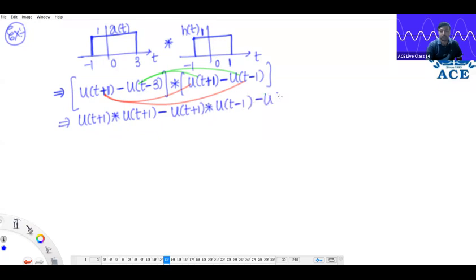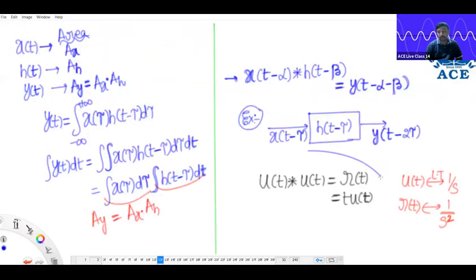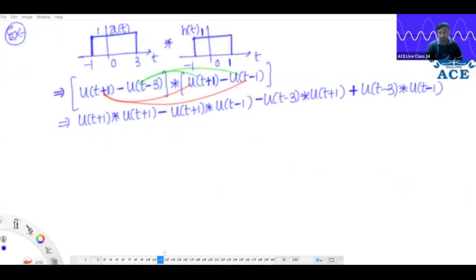Next combination: u(t-3) convolved with u(t+1). Last one, minus into minus becomes plus: u(t-3) convolved with u(t-1). First I expanded it. From the last slide, u(t) convolved with u(t) is the ramp, and input shifted by alpha, system shifted by beta means overall shift alpha plus beta. Apply that hint here.